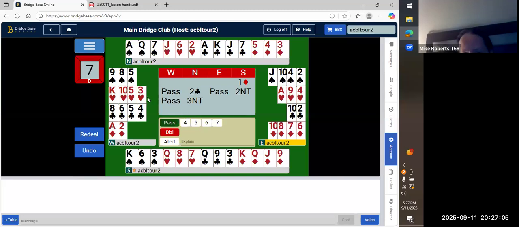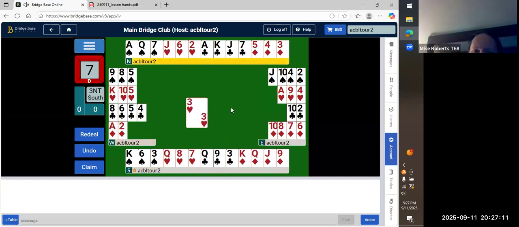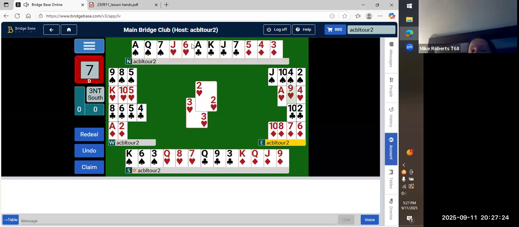We lead fourth best from our longest suit. So three of hearts is fairly normal. Nine of spades would be okay. It's sort of what we call a passive lead, but against three no trump, we want to try and set up our tricks.